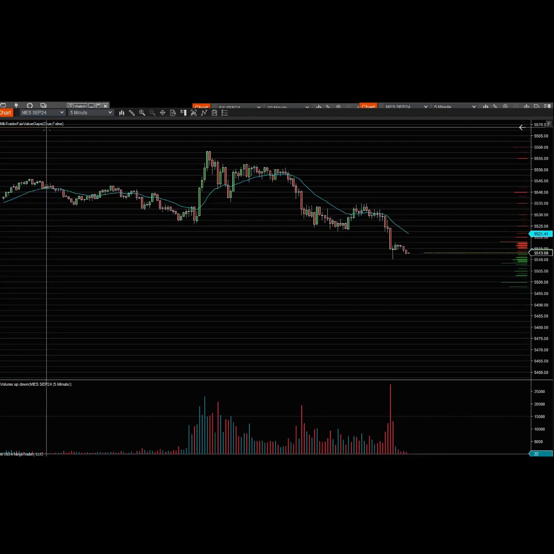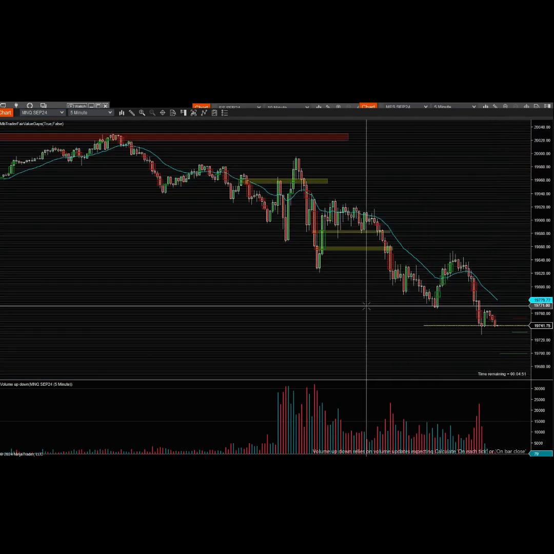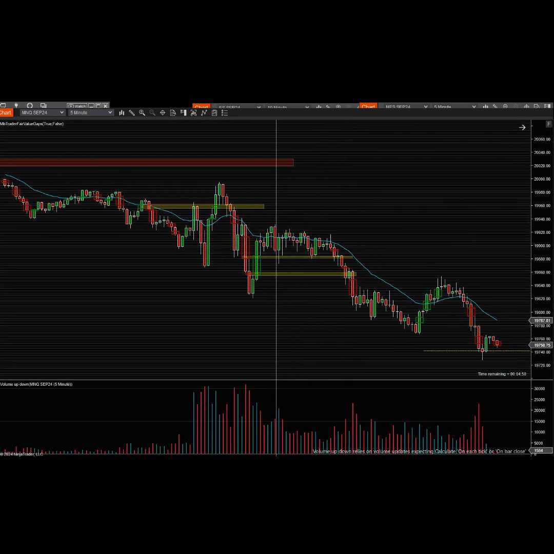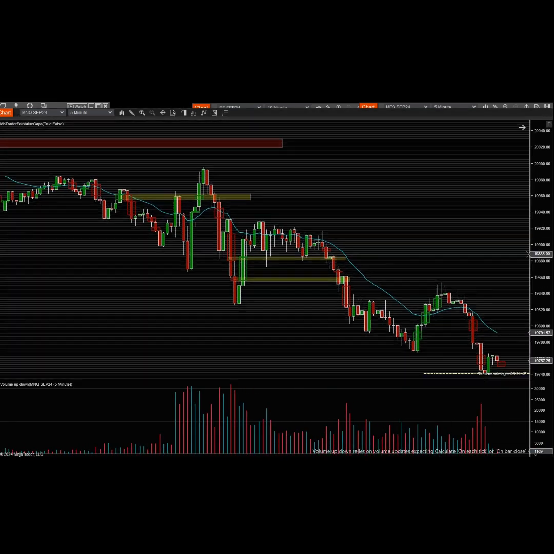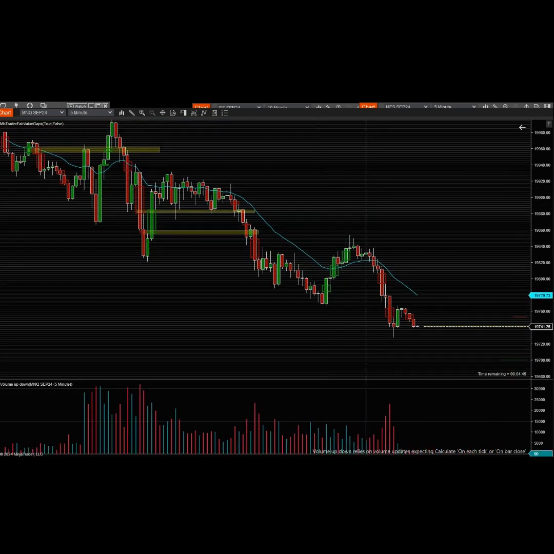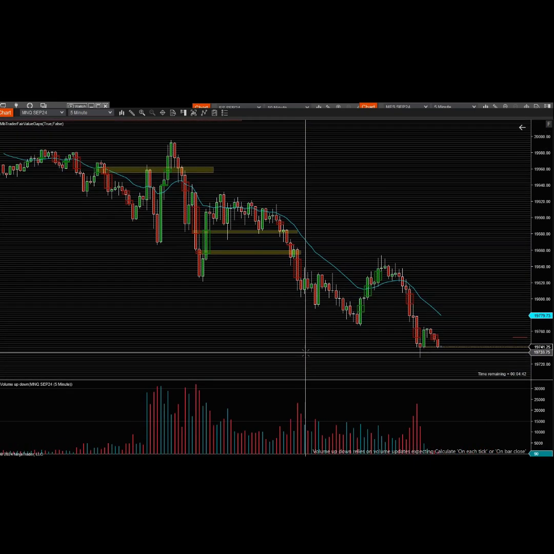I'll pull that up. It was very similar. I'm doing micros right now because I've been focusing on micros just because it's a new strategy I'm trying out as far as fair value gaps go.